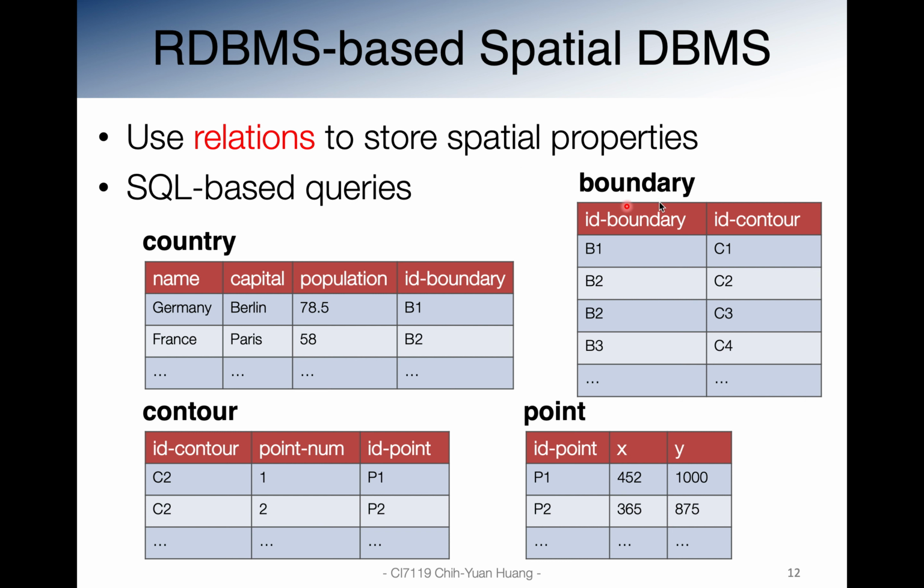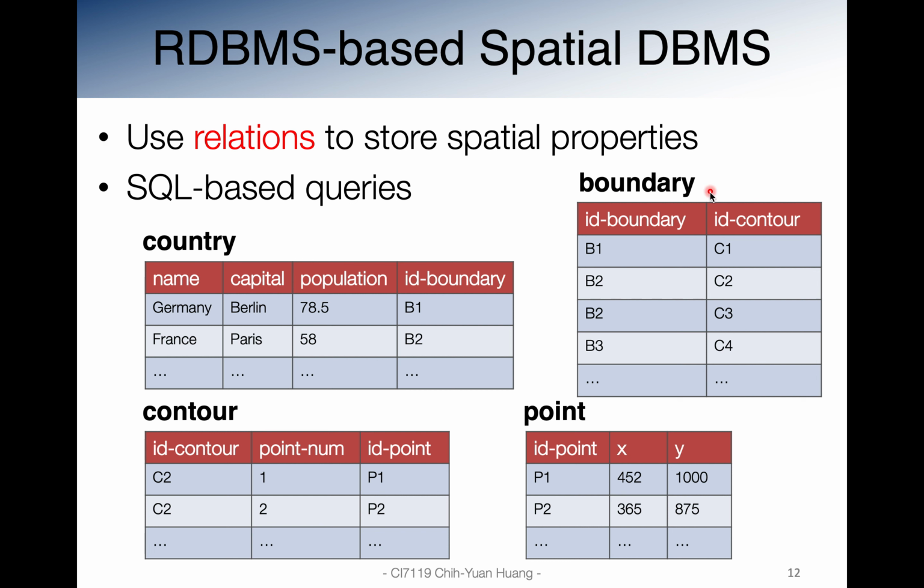For example, in this example, the first table that we could have is the country table, and in this country table we have the name of the country, the capital of the country, the population of the country, and then you can see the boundary of the country. So the boundary is the spatial attribute, semantically, that we are going to store, and the ID of the boundary is B1, B2, and so on and so forth. And this ID of the boundary helps us to link to the boundary table over here.